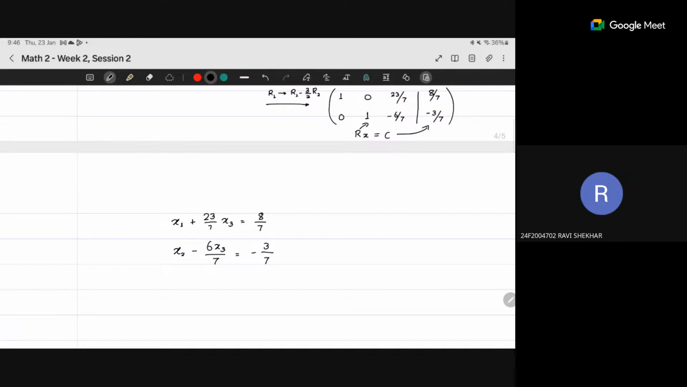Is that fine? Yes, sir. X3 we can take as C. X3 you take it as C or t or whatever, and you will get x1 is 8 minus 23t by 7. I'm just taking it as t. You could take anything. And x2 is minus 3 plus 6t by 7, and x3 is equal to t.